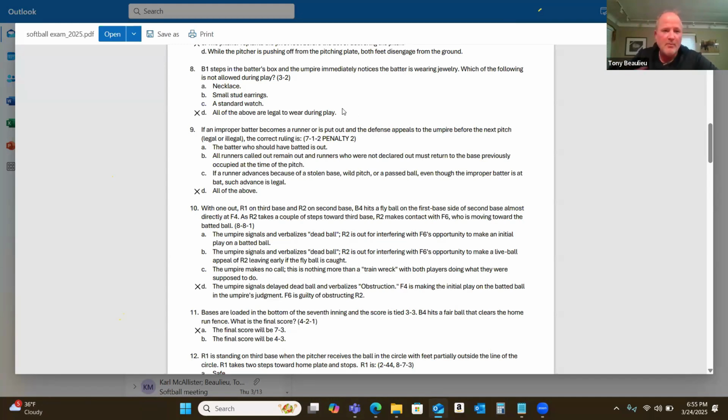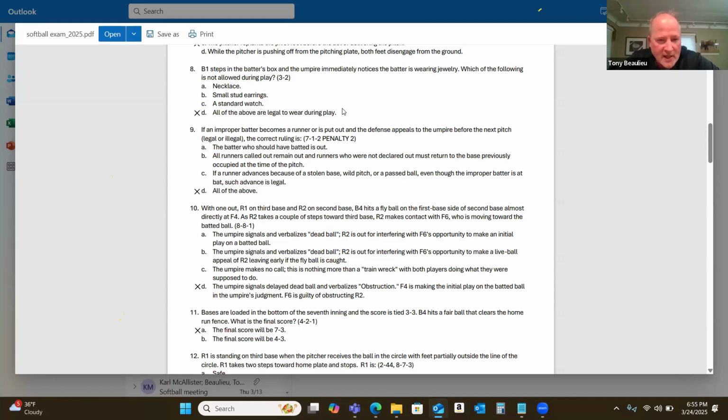Number 9, if an improper batter becomes a runner or is put out and the defense appeals to the umpire before the next pitch, legal or illegal, the correct ruling is the batter who should have batted is out, all runners called out remain out, and runners who are not declared out must return to the base previously occupied at the time of the pitch.